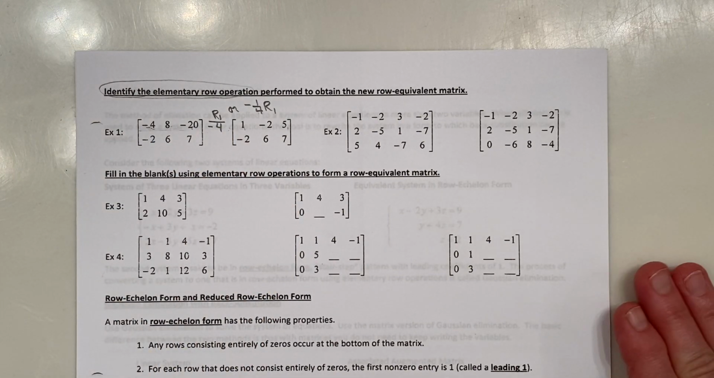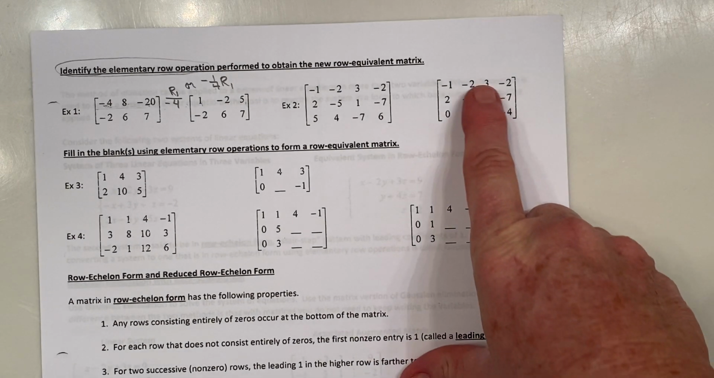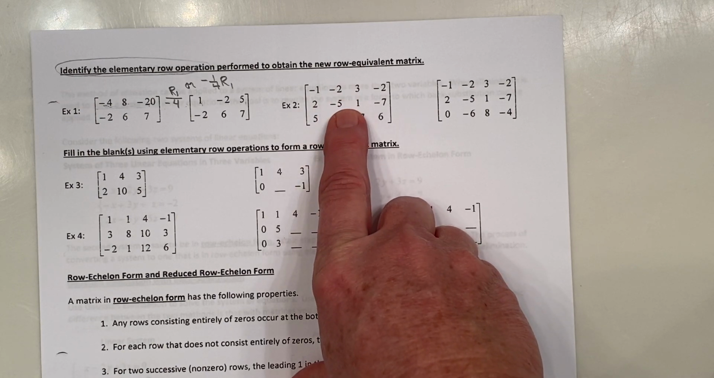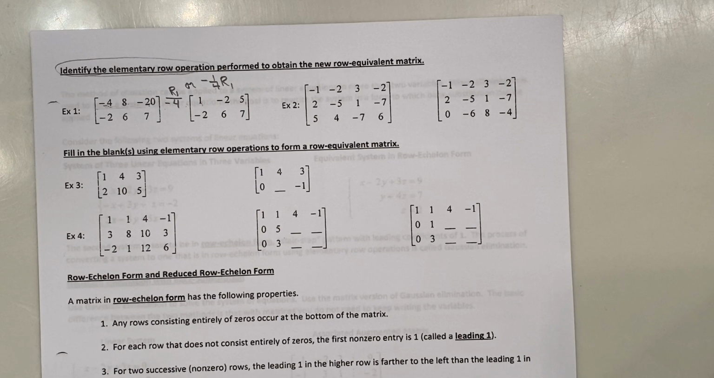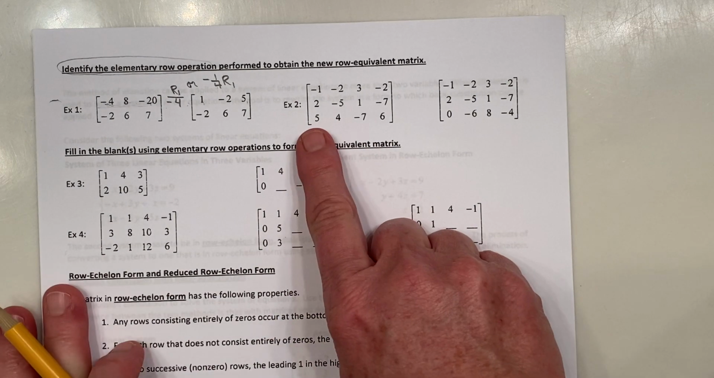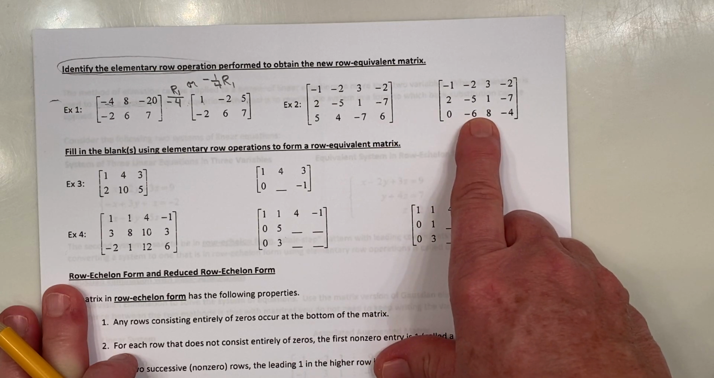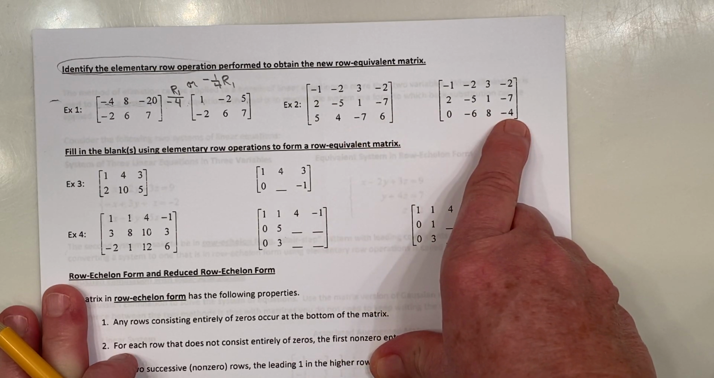All right, let's look at example 2. Well, I see that row 1 and row 2 are identical to the rows in the original matrix, so the only change is going to be in row 3. Somehow I need to make this 5 a 0. This 4 needs to go to a -6. -7 has to change to an 8, and 6 has to change to a -4.